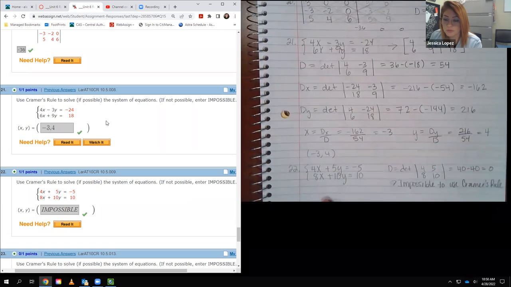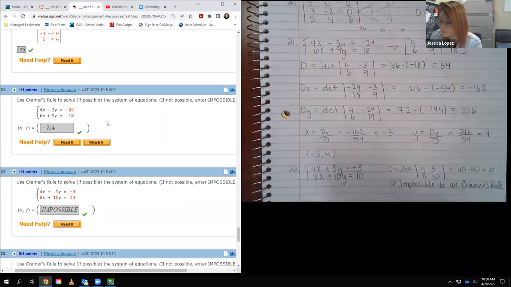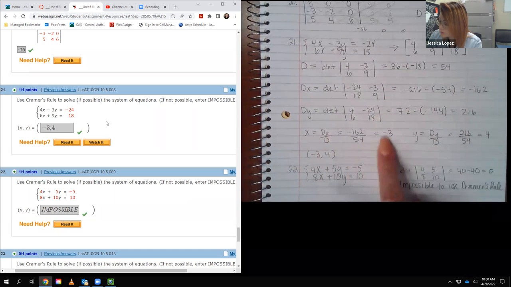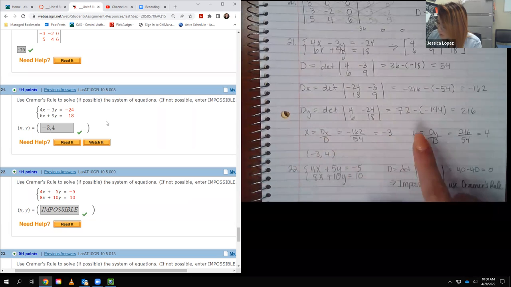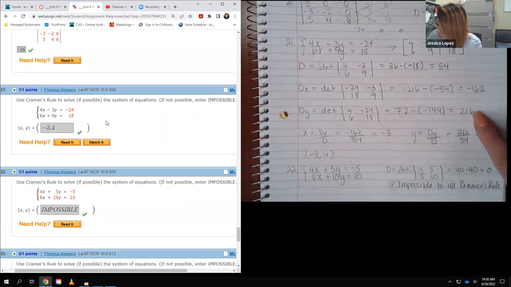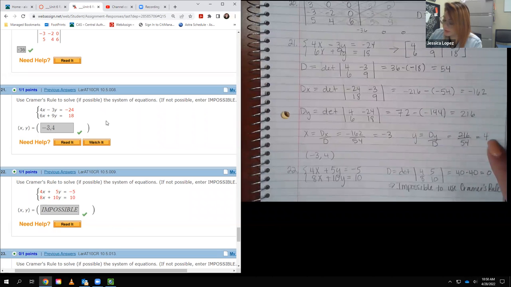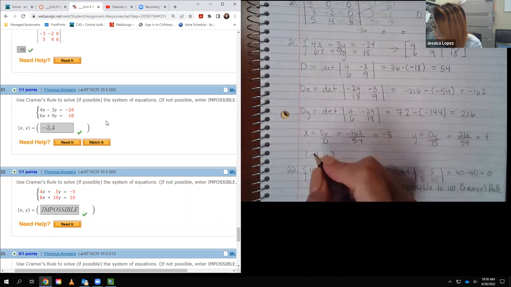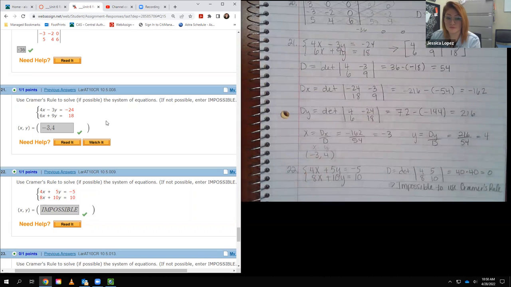So then in order for me to find x and y, I'm using Cramer's rule, which says that x is equal to dx over d. So -162 over 54, which reduces to -3. Y is dy over d. So I'm going to take the 216 over the 54 and I get 4. And the solution is a point and it's the x value comma the y value. So -3, 4.